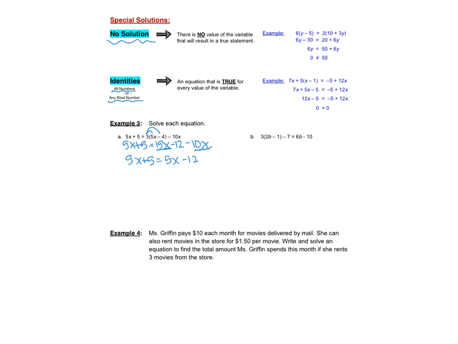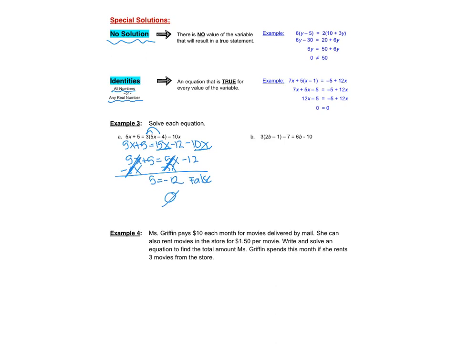Now I'm going to get the variables to the same side. So I subtract 5x from the right and subtract 5x on the left. But what happens is the variable cancels on both sides, and I end up with 5 equals negative 12. Since this is false, my answer is no solution. You have to show that. You can write out no solution, or you can use that symbol.